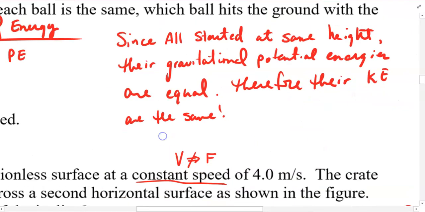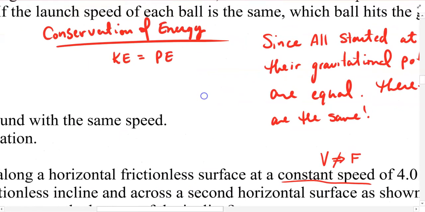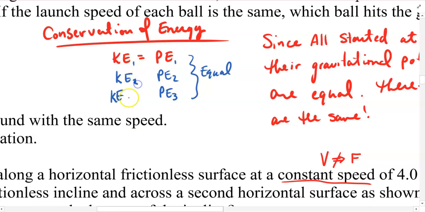Now in this problem, it may be helpful to note that all 3 clearly have the same potential energy. So potential energy 1, potential energy 2, and potential energy 3 are all the same because they're identical to one another and they're all starting from the same position. If all 3 potential energies are equal, then all 3 kinetic energies are equal. So kinetic energy 1, 2, and 3 are all equal.